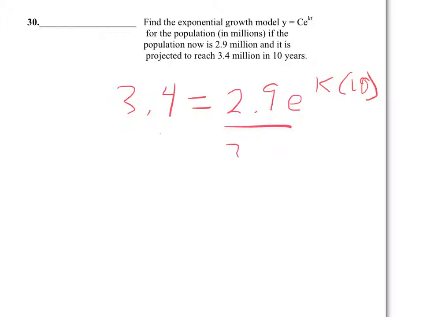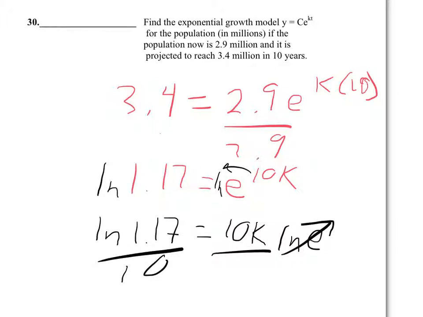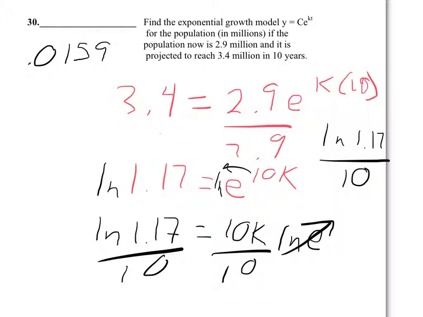Okay, first thing I'd do is divide by 2.9. So 3.4 divided by 2.9 gives me 1.17 is equal to e to the 10k power. Natural log both sides. So I have the natural log of 1.17 is equal to 10k natural log of e, using that power rule to slide that in front. That goes away. Divide by 10, divide by 10. So my answer is going to come out to be the natural log of 1.17, all divided by 10. So we will take the natural log of that and then divide by 10. Answer is 0.0159. So my equation that I will want to have, let's do that in blue, y is equal to 2.9 e to the 0.0159 t power. Okay, because it just wanted the model.